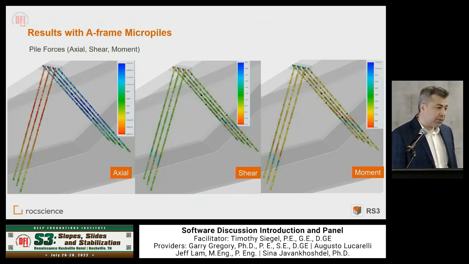Now, in RS3, these are the actual forces, because the arrangement of the piles is correct. This is a 3D analysis, so you can look at axial, shear, and moment graphs for each pile. These are the contours for each pile at different locations.